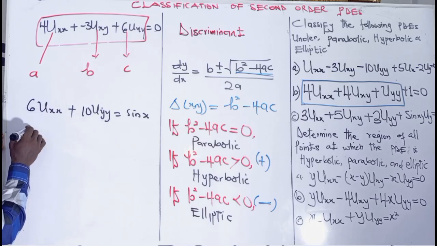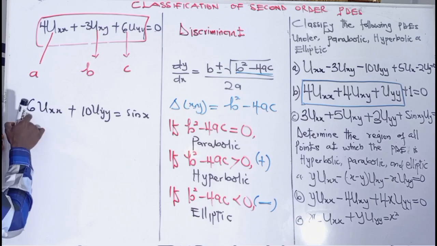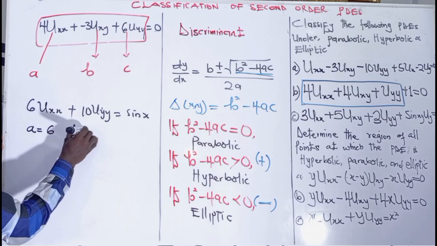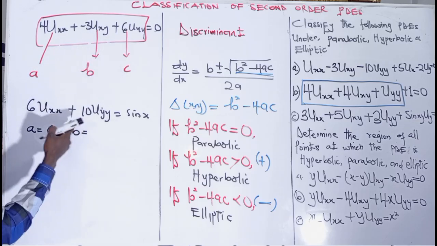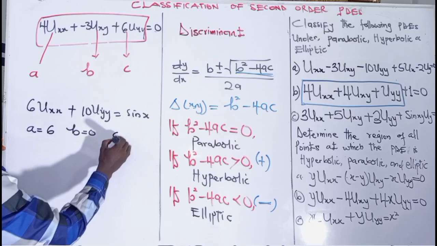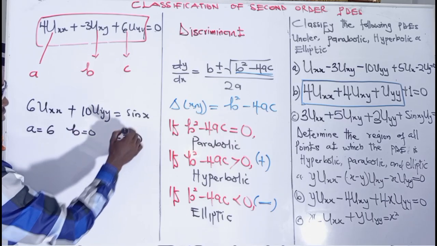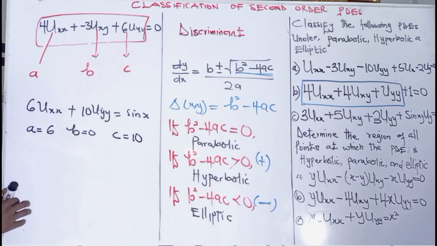So the coefficient of uxx is what? A. So we have our a is 6. Our b is the coefficient of what? Uxy. We don't have uxy here, so it is 0. And then our c is the coefficient of uyy, and that is what? 10. Very, very easy and simple. Can you take note of that?